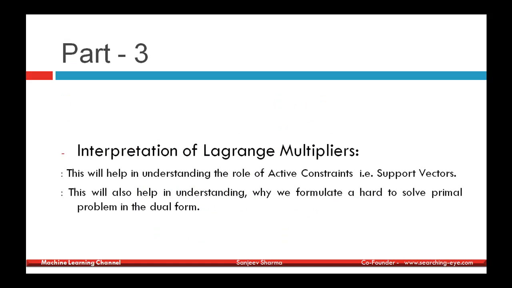So here's the third part, the interpretation of the Lagrange multipliers, and this will help in understanding the role of active constraints, that is support vectors, and this will also help in understanding why we formulate a hard to solve primal problem in the dual form. I may digress a little bit from the main track, that is the SVM, but in the end you will find all these things in a compact form.